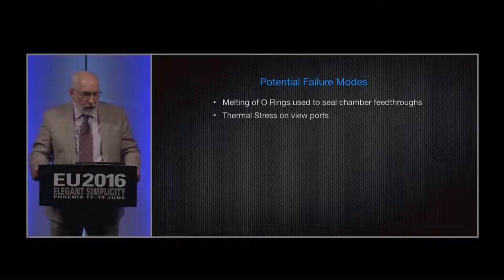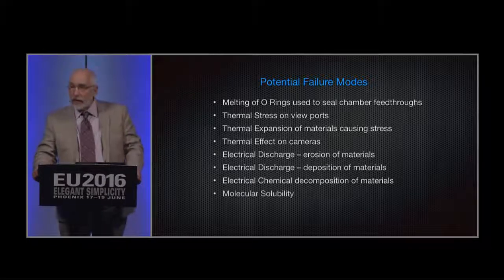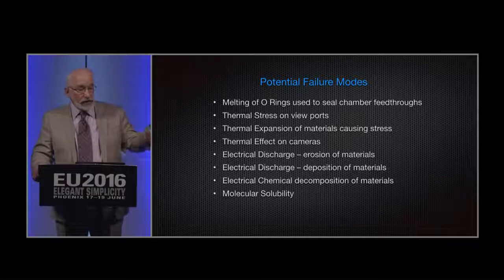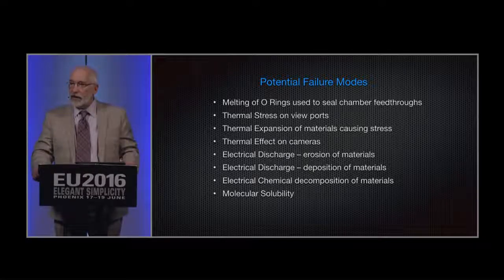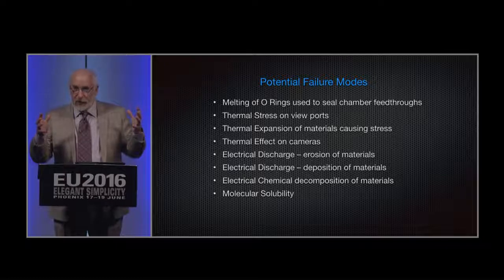So in engineering, we had to take a look at what we call potential failure modes. The melting of O-rings, is it going to get too hot? Thermal stresses on viewports, thermal expansion of materials causing stress, thermal effect on cameras, electrical discharge, erosion of materials, deposition of materials. When you have an ionizing plasma, we watch things get vaporized. And when we say vaporized, this happens in seconds. You can have something that's metal, and it's no longer there. So you've got to be careful about how much energy is in this chamber, and you've got to have good control over it.